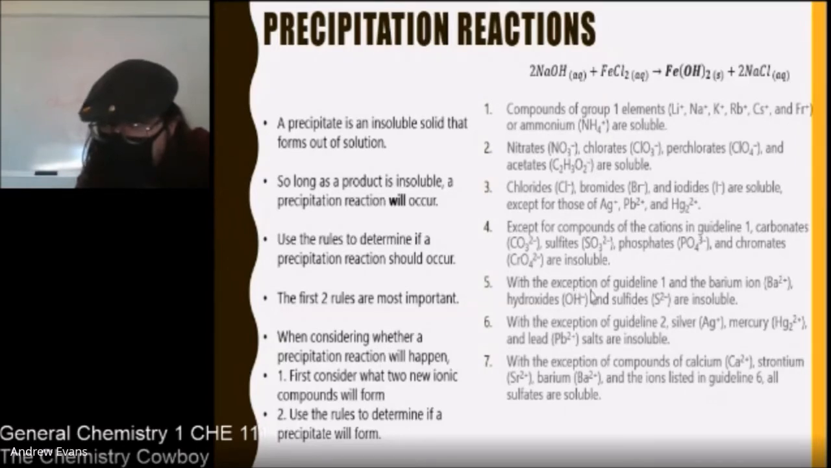And then rule 5, except for rule 1 and barium. So barium is another exception. Hydroxides and sulfides are typically insoluble. So that means barium hydroxide dissolves, calcium hydroxide does not. Except for rule 2, silver, mercury, and lead are usually insoluble. So silver doesn't really matter what it's mixed with. It's usually insoluble. And then finally, with the exception of calcium, strontium, and barium, and the ions listed in rule 6, all sulfates are soluble. So sulfates are usually soluble, except for silver, mercury, and lead, calcium, strontium, and barium. Let's see.